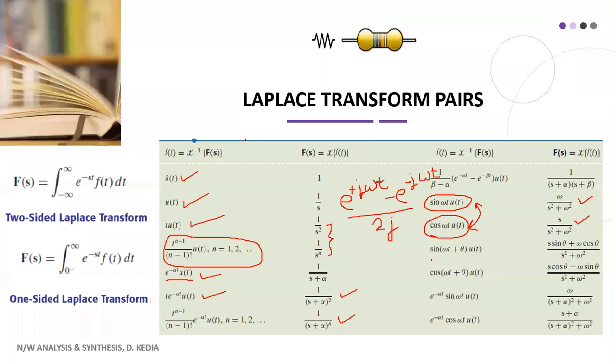Here we have introduced one more term, that is theta. If you do that, this will be the answer. Here you will have to apply your trigonometry concept, that is sine of omega t plus theta. You will have to solve this by using sine of A plus B. Similarly, you have cos of omega t plus theta. Once you are aware of the results for the Laplace transform of sine omega t and cos omega t, you can easily obtain e raised to minus alpha t times sine omega t. You will again apply a property and this will be the answer.